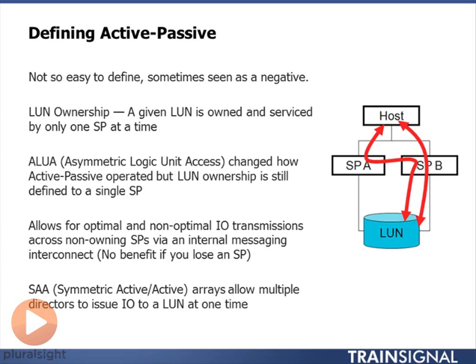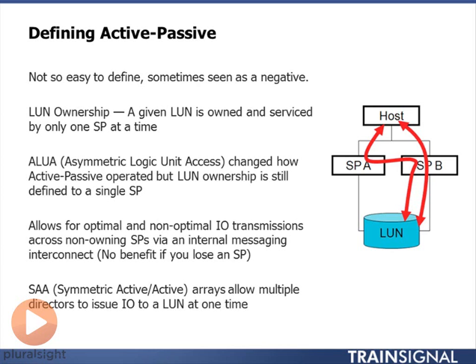Now, LUN ownership in itself: when you create a LUN, that LUN is the raw data that you're handing up to your host, and then your host puts a file system on it. That LUN is only owned and serviced by one SP at a time. That is the simplest way to state an active-passive array. You have LUN ownership, it's owned by a given SP. That means your host is transmitting I/O across one SP at a time.